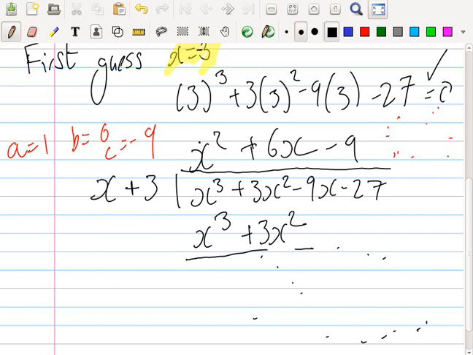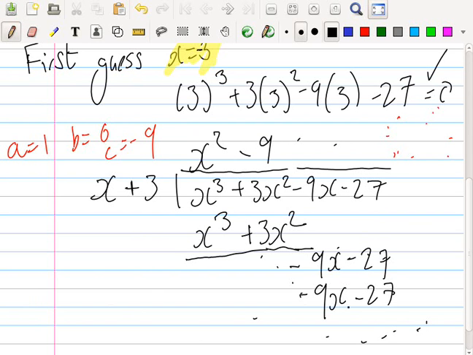Okay, x squared plus 3x squared. So when I subtract, there's nothing left here, right? And x minus 9x, so it's just this carries down. Minus 9x minus 27. So it's just x squared minus 9 like that. Yeah. So I get minus 9x minus 27.